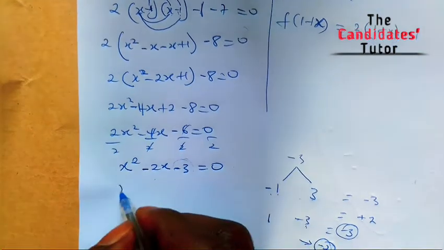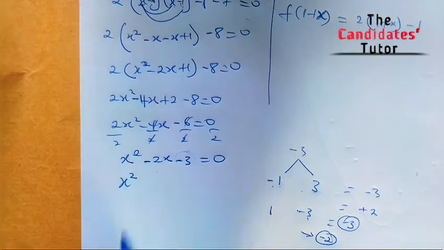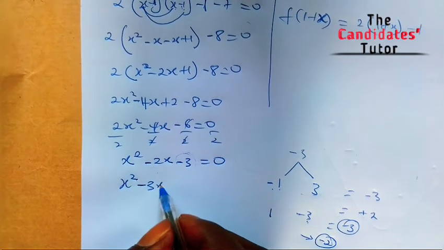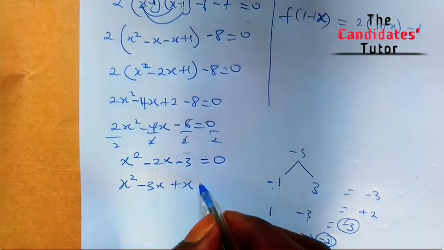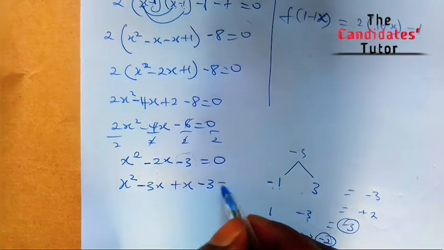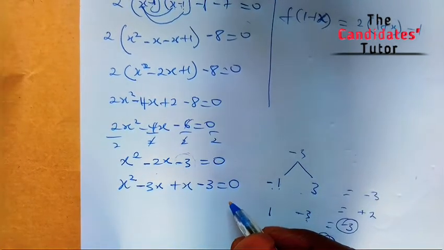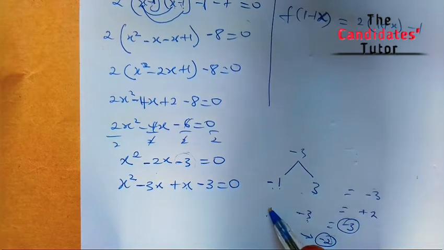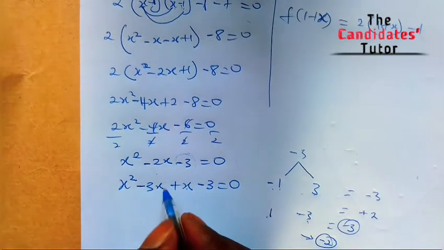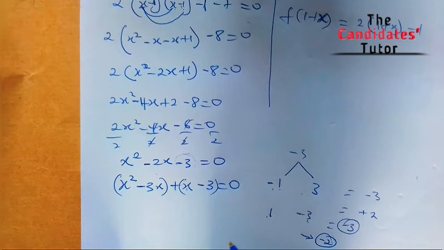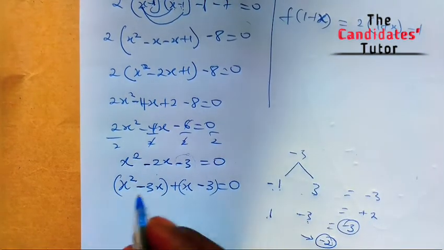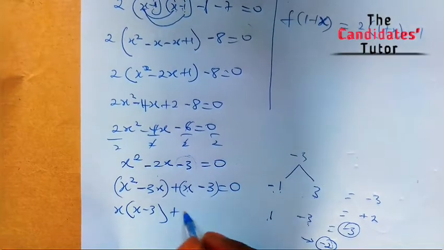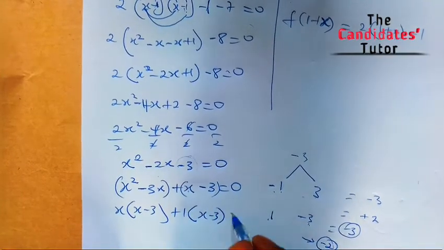Right, so we are going to have x squared minus 3x plus x minus 3 equal to 0. We're using x here because of the one that we used. It's supposed to be 1x, but we don't write the 1. So now we group them, this and then this. Then we factorize. So here, what's common here is x. We have x minus 3. We have plus 1 to bracket x minus 3 equal to 0.